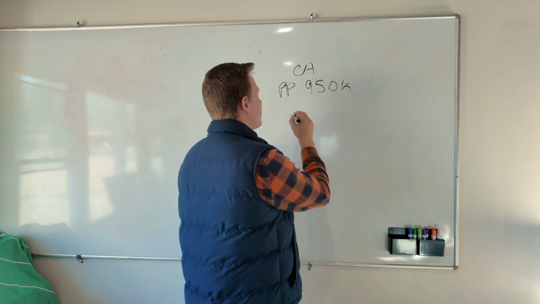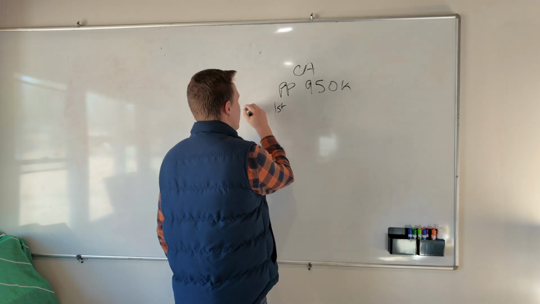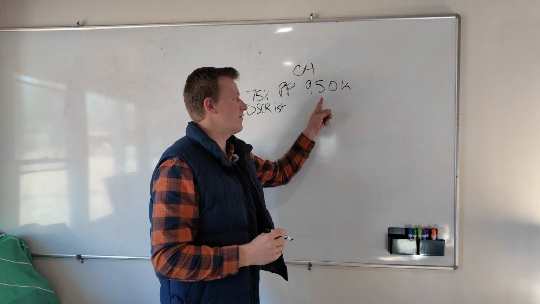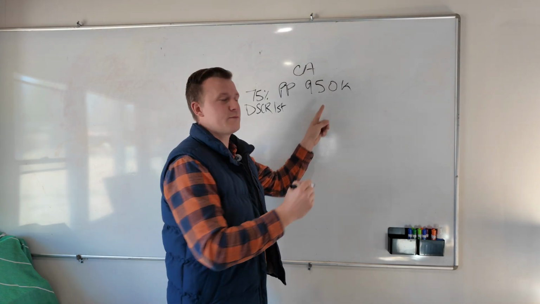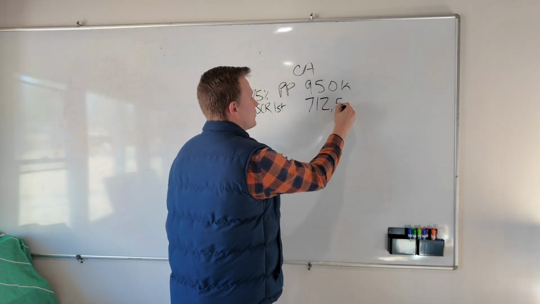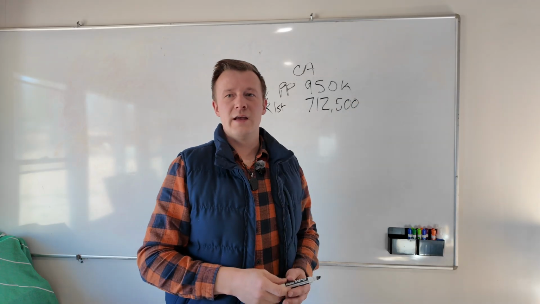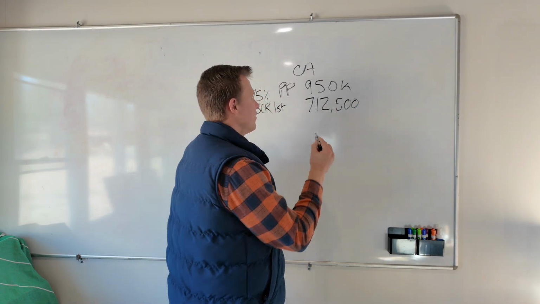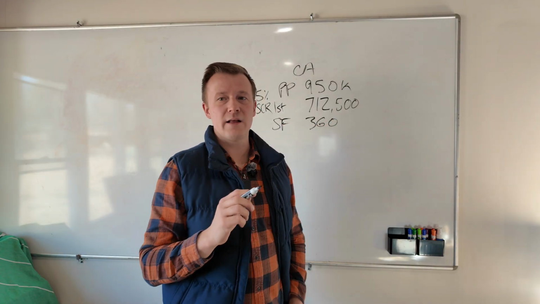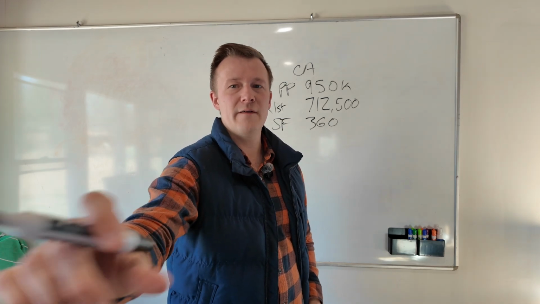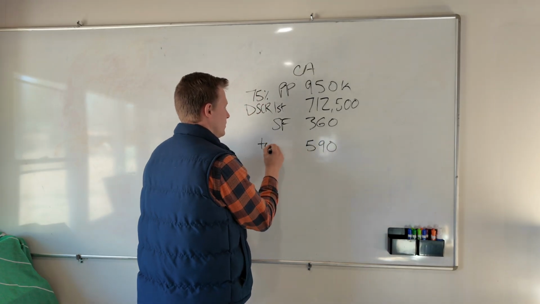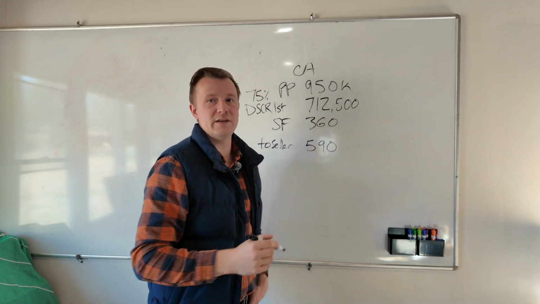New DSCR loan, first position. This is going to be 75% LTV. So that's 75% of your $950,000 purchase price, which will be $712,500. And the seller is willing to carry $360,000. Seller finance, $360,000. Because the seller wanted at closing $590,000 to seller. There we go, just writing all these notes down.